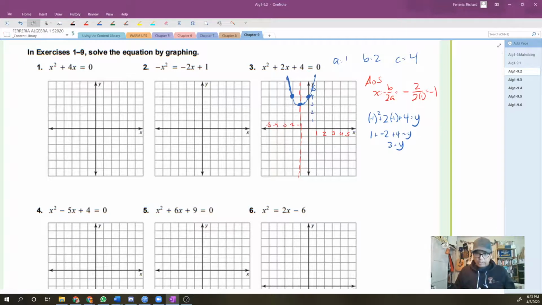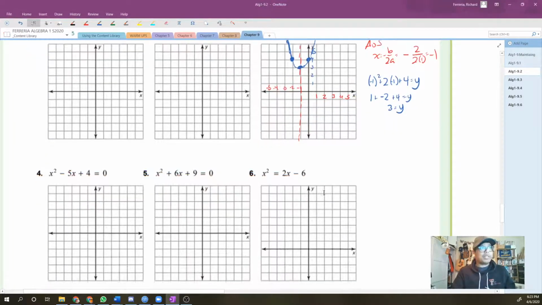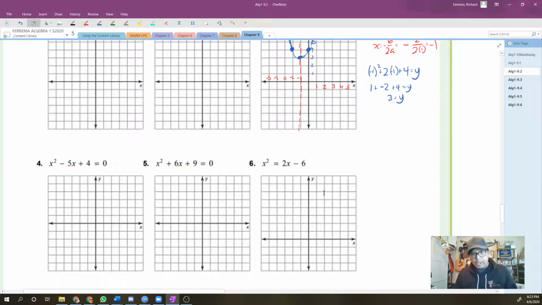Let's take a look at question 6. I notice, looking at it, that this equation isn't equal to 0. Remember I said that would come up again? So we're going to make this equal to 0 over here on this side. So I'm going to rewrite it: x squared equals 2x minus 6. And then I'm going to subtract 2x from both sides.